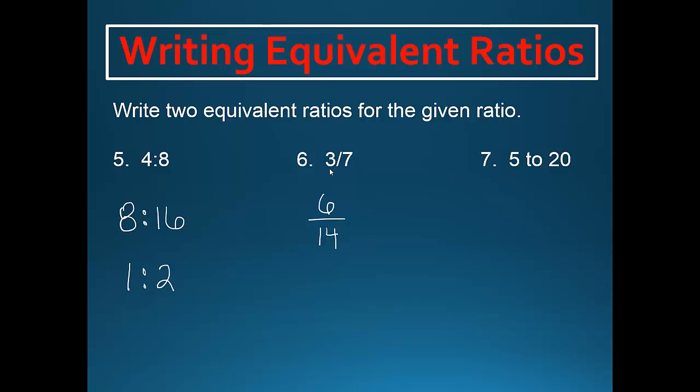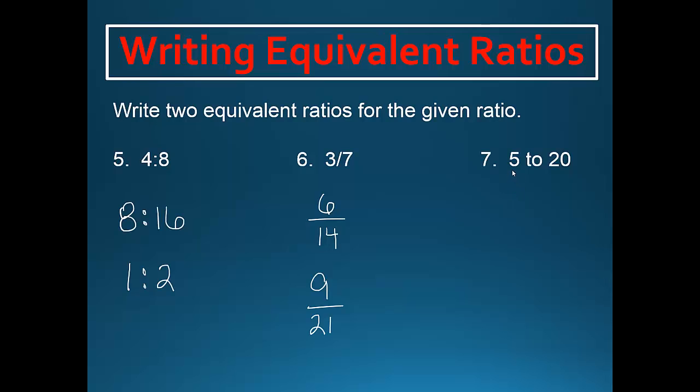Let's go ahead and multiply both of them by 3. 3 times 3 is 9, and 7 times 3 is 21. So 9 to 21 is an equivalent ratio. Now for number 7, we have 5 to 20. For 5 to 20, we can use either multiplication or division.